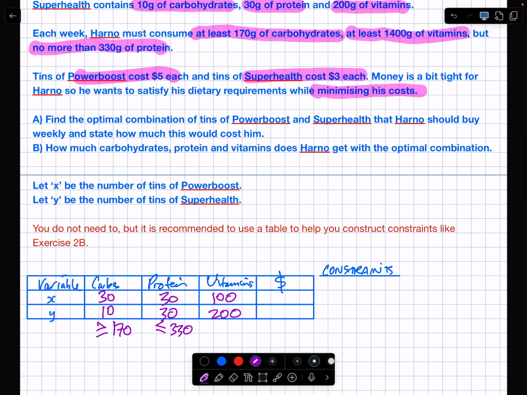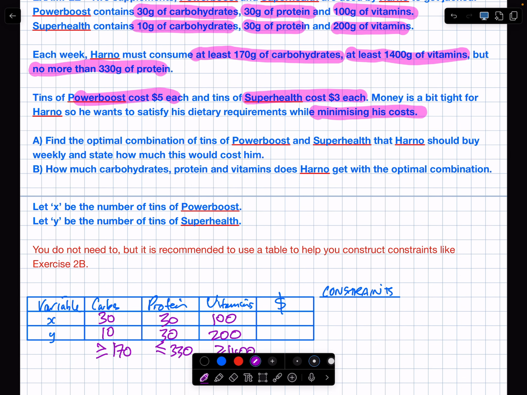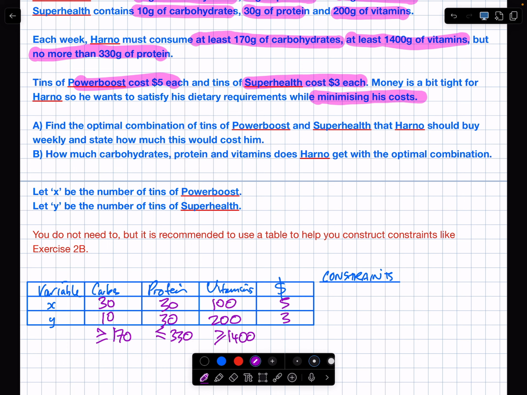Greater than. Greater than or equal to. Greater than or equal to 1400. I'm going to chuck my money in here as well. 5 and 3. But see how it doesn't say there's no limitation on cost. We're just trying to minimize the cost. Okay? So what are my constraints?